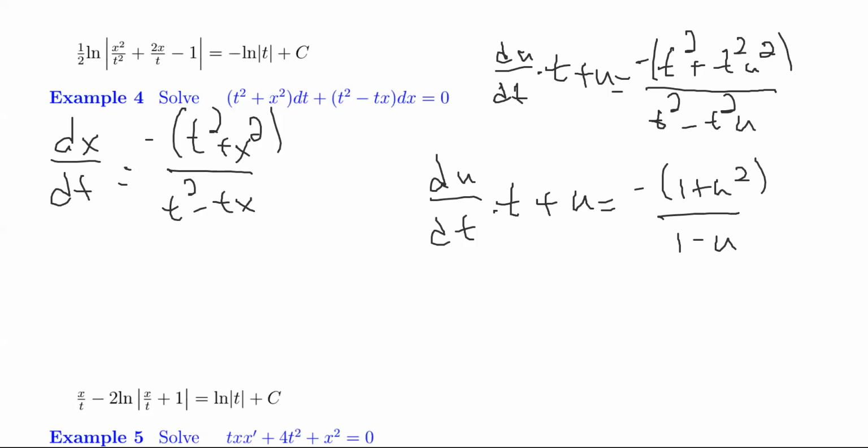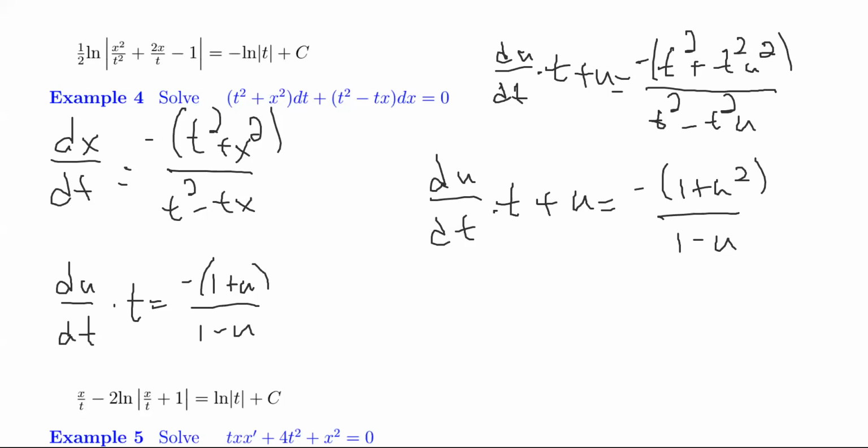Then we subtract u on both sides, and we combine our fractions over on the right-hand side. And after several steps, we're going to get du/dt times t is equal to negative of 1 plus u all over 1 minus u.